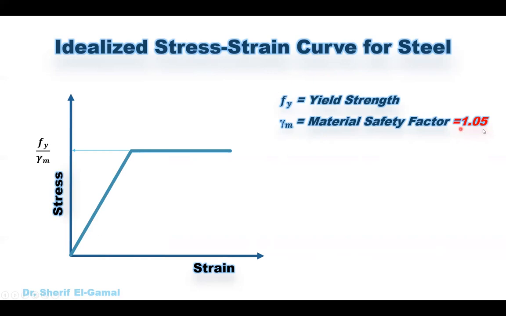And why is it a small value like this? Because the steel reinforcement is made under good quality control in factories, so there is no big difference between the yield strengths of different bars. Therefore they use a small material safety factor close to 1.